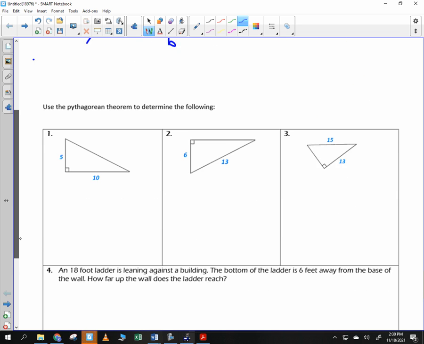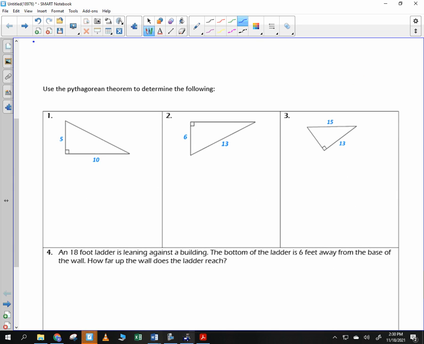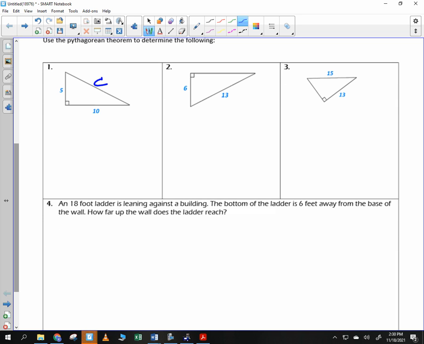All right, here we go. Use the Pythagorean Theorem to determine the following. We label this as C because that's the hypotenuse. We have two sides, 5 and 10. And so we write 5 squared plus 10 squared is equal to C squared. 25 plus 100 is equal to C squared, or 125 is equal to C squared.